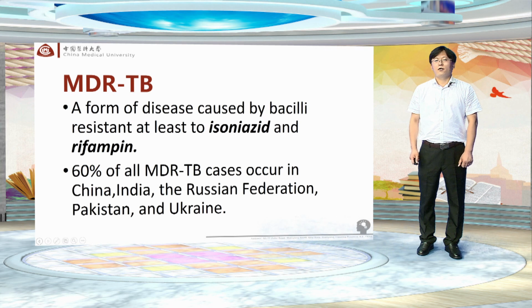To treat tuberculosis, we have to face a challenging question, that is MDR, or multiple drug-resistant TB. This is a form of disease caused by bacilli resistant to at least isoniazid and rifampin. Up to 60% of all MDR TB cases occur in China, India, Russian Federation, Pakistan, and Ukraine. It is a very, very challenging problem for doctors in these countries.